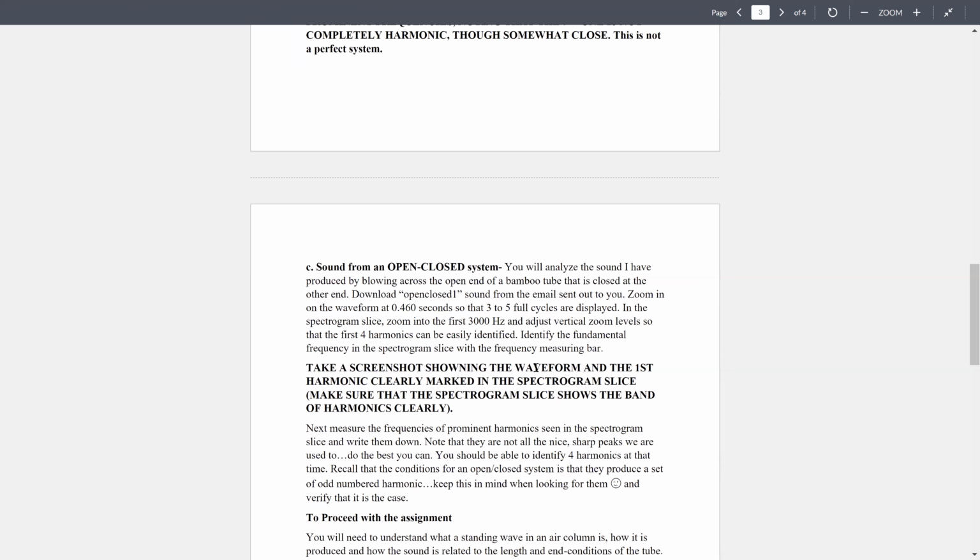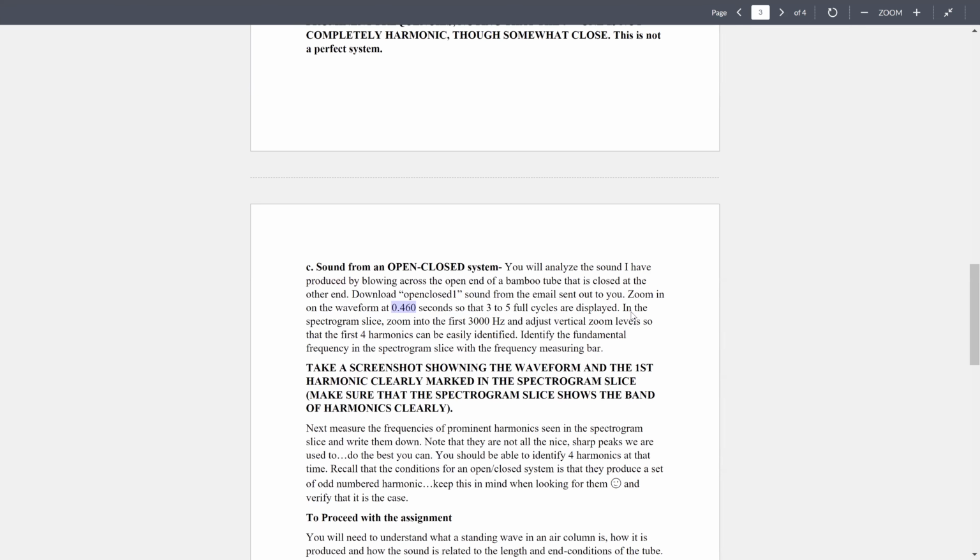However, with the open-close system, you are going to be looking at a different moment in time. Again, pay really close attention to the points in time that you're supposed to zoom in and produce spectrogram slices. And this one, you're going to look over a larger frequency band, first 3000 hertz. And the reason for that is, for the open-close system, we're only going to have odd integer multiple harmonics. So there is no second harmonic. There is no fourth harmonic.